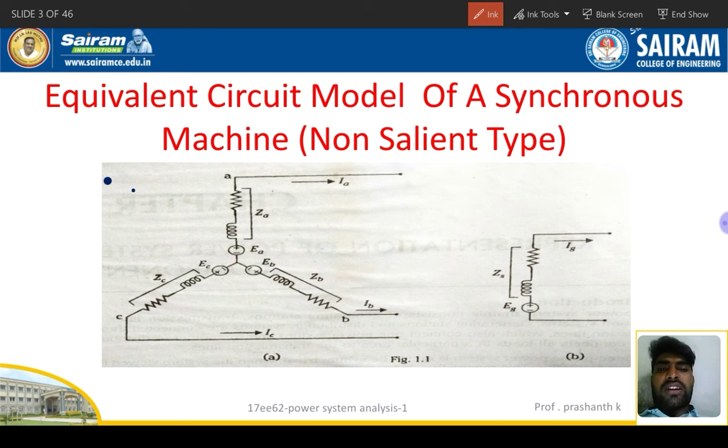Already we know that synchronous speed Ns is equal to 120f by P. Here f is the frequency of the output voltage if it is a generator, and if it is a motor, the frequency of the supply voltage. A synchronous machine may be either a synchronous generator or a synchronous motor. For a generator, we get the supply from the generator. If it is a motor, we have to give a supply to the motor, and only then will it rotate. That's the basic concept.